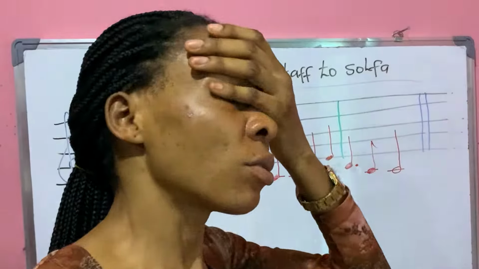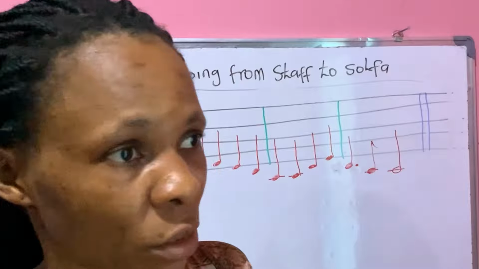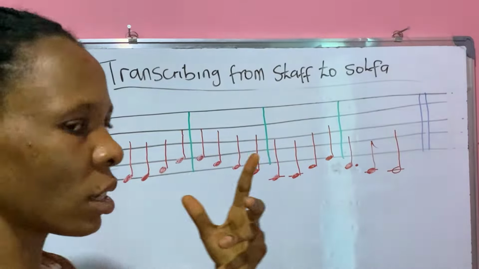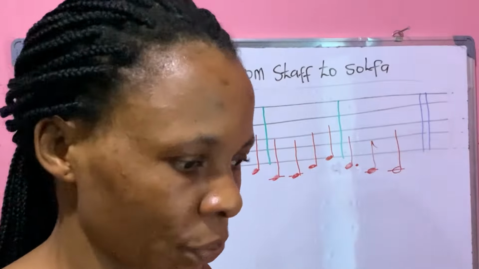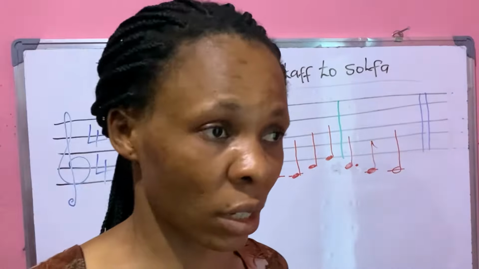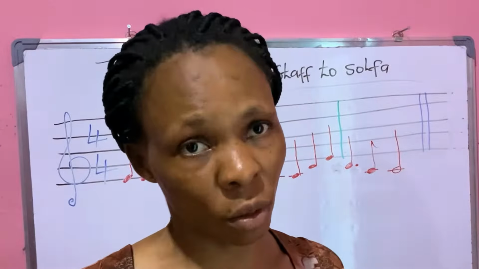You've always wanted to know how to transcribe music from staff to solfa or from solfa to staff. Okay, so the first thing you have to understand is the key signature. Which key is the music written in? Then another thing is the time signature. What's the time of the music? Which note is taking one beat?